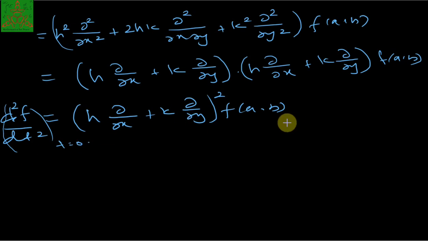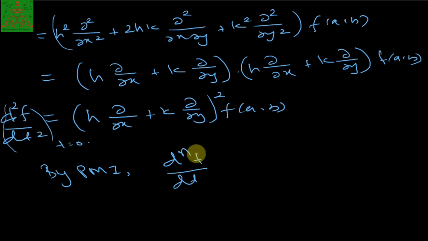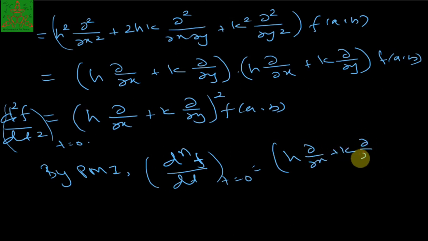Similarly, by mathematical induction, so by PMI, what we can actually write is the nth derivative of this at point t equal to 0. We can write down (h ∂/∂x + k ∂/∂y)^n f(a,b).